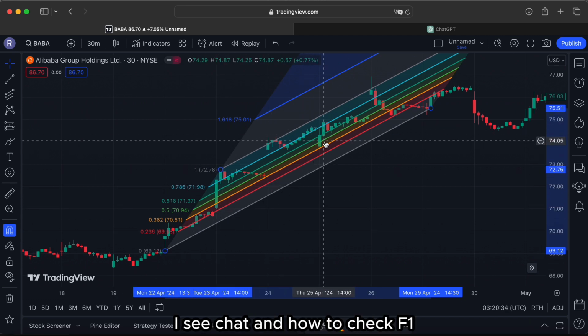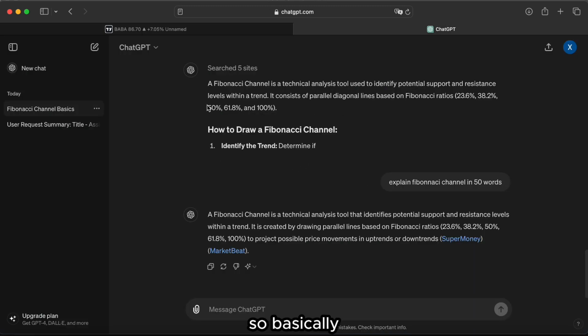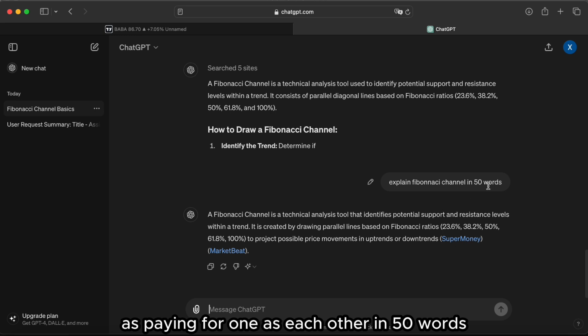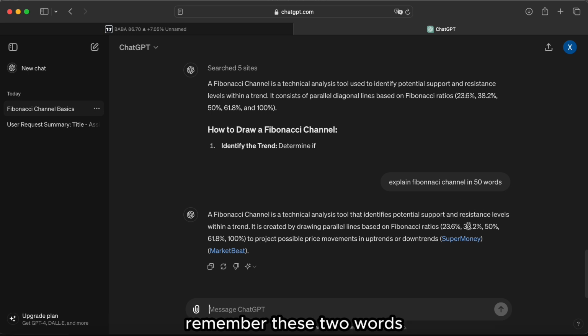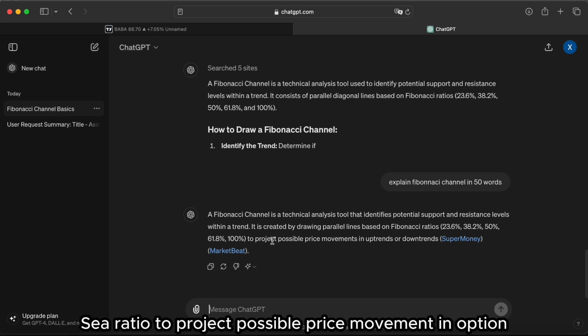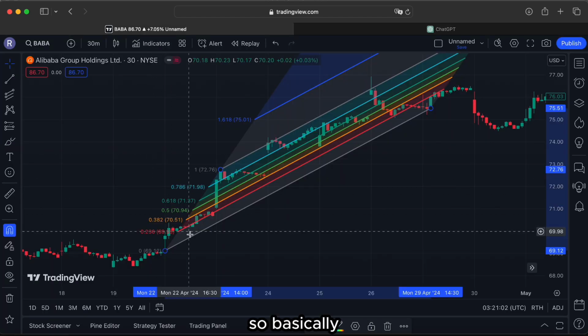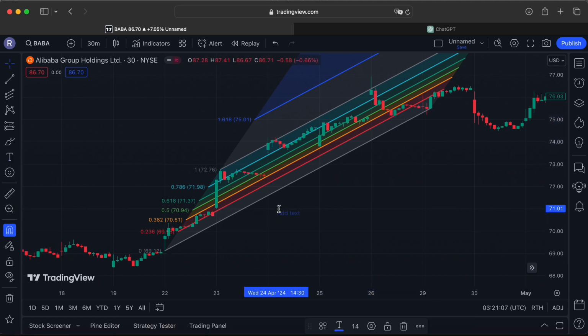And how to trade Fibonacci channel, I will use ChatGPT to explain. So basically, explain Fibonacci channel in 50 words. Fibonacci channel is a technical analysis tool that identifies potential support and resistance. Remember these two words, support and resistance. It is created by drawing parallel lines based on Fibonacci ratios to project possible price movement in an uptrend or downtrend. So basically each of these lines shows support or resistance.